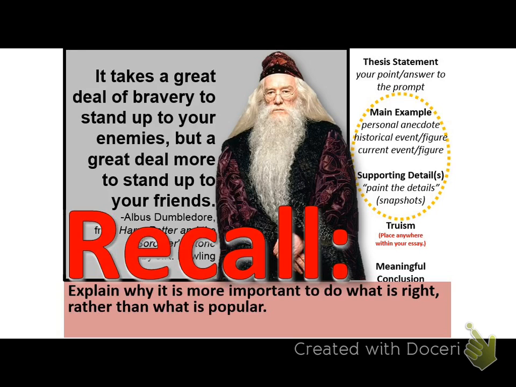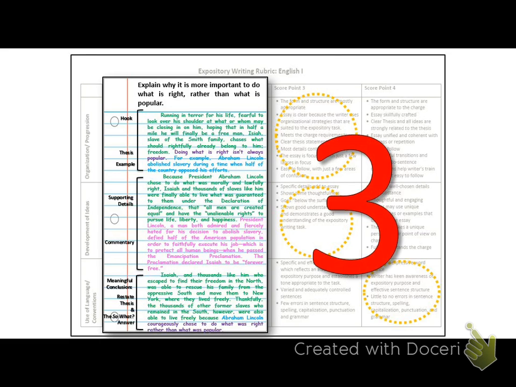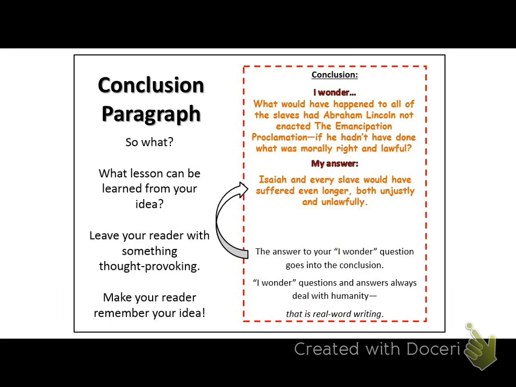All right, so remember, our prompt is to explain why it is more important to do what is right rather than what is popular. This is my planning paper. It should look very similar to yours now. Like I said, I gave myself a 3, but I'm going to get that score point 4. How can I do it?